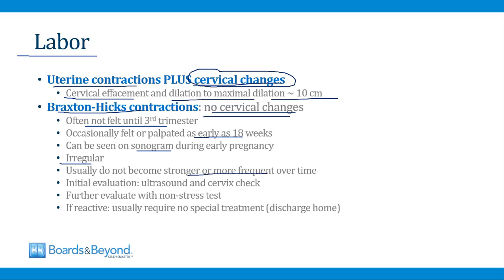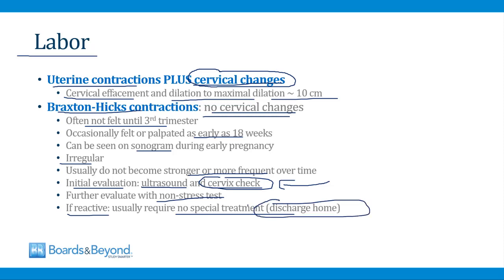frequent over time. When a woman in pregnancy presents with contractions, the initial evaluation is usually an ultrasound to check the health of the baby and also a cervix check to make sure the cervix is closed. But if the cervix is closed, then that indicates the woman is not in labor. Beyond the ultrasound and a cervix check, you can do further evaluation with a non-stress test, but if the non-stress test is reactive, usually no special treatment is required for women with Braxton Hicks contractions. They don't need observation in the hospital and they can be discharged home.